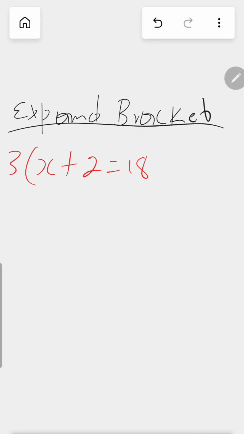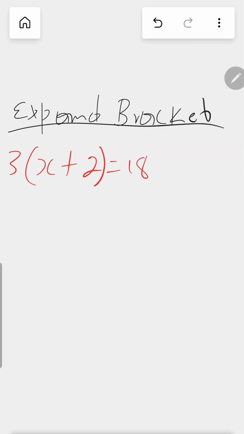In today's lesson we will learn how to solve equations that contain brackets. Let's start with our first example. Here we have 3, and then in the bracket we have x plus 2, equal to 18. So the first thing that we want to do is to expand our bracket. And to do that we are going to multiply everything that's in the bracket by 3.